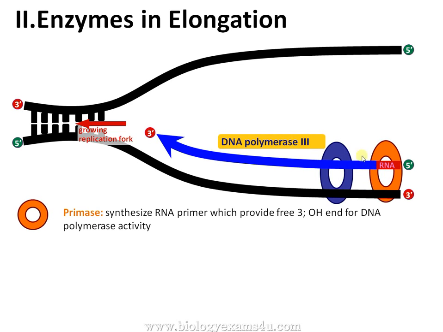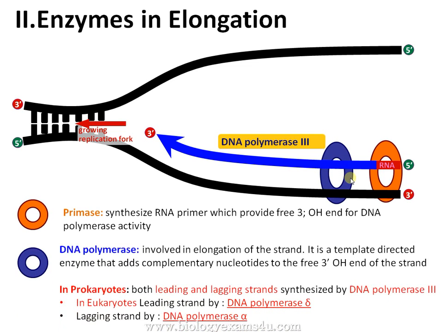And the enzyme for DNA polymerization activity is DNA polymerase. DNA polymerase elongates the strand, adding nucleotides from the 3' OH end of the primer region. This is a template-directed enzyme that adds complementary nucleotides to the free 3' OH end. And this continuously synthesized strand is called the leading strand.